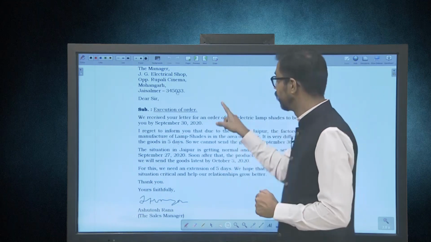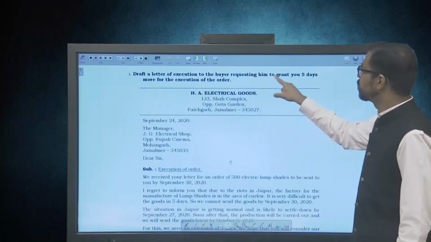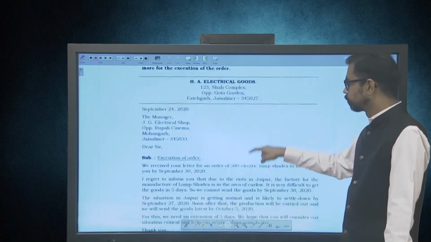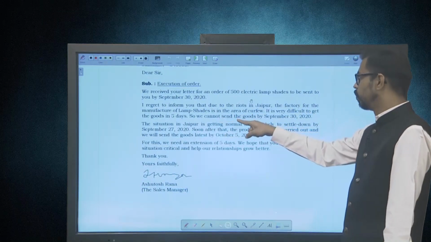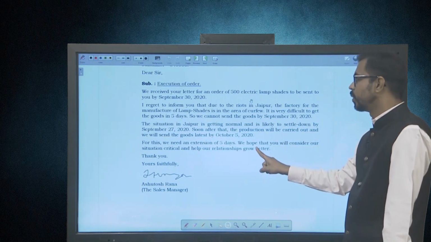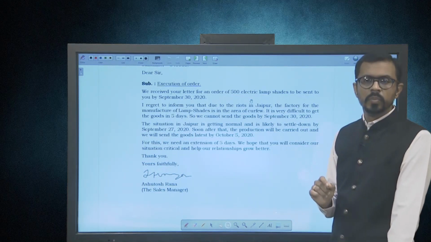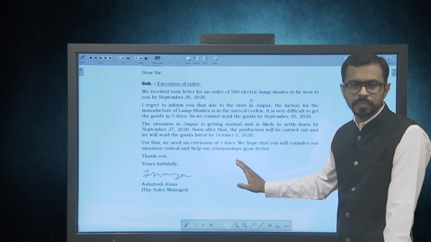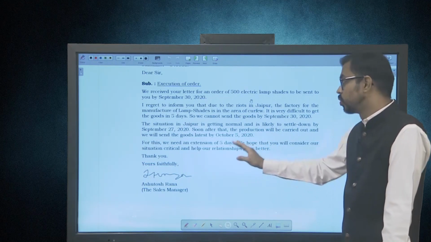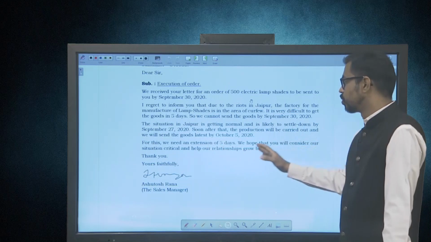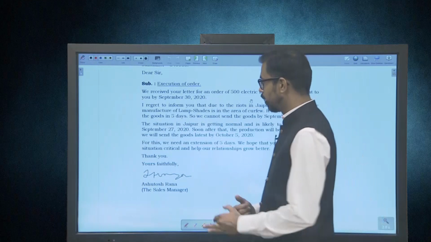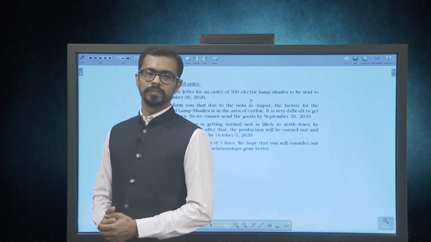Okay, that is what the heading is. What is the heading? Requesting him to grant you 5 days more for the execution of the order. So, we will be able to send the goods latest by October 5, 2020. For this, we need an extension of 5 days. We hope that you will consider the situation and since the situation is critical, you help our relationships grow better. Thank you. Yours faithfully, signature, Ashutosh Rana, the name and the designation.